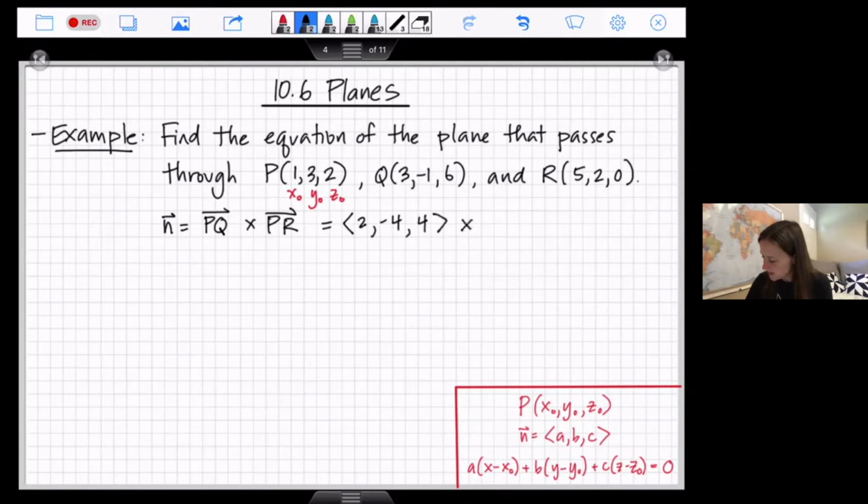And I'm going to cross that with PR. So now I'm taking R minus P. So I'm going to have 5 minus 1, 2 minus 3, and 0 minus 2. All right, so when I cross these 2 vectors that lie in my plane, I know it's going to spit out a vector that's normal to my plane. So let's find the cross product.